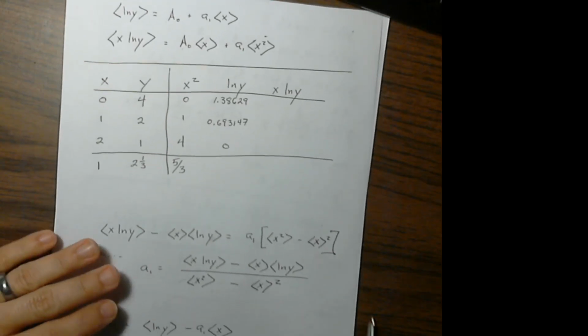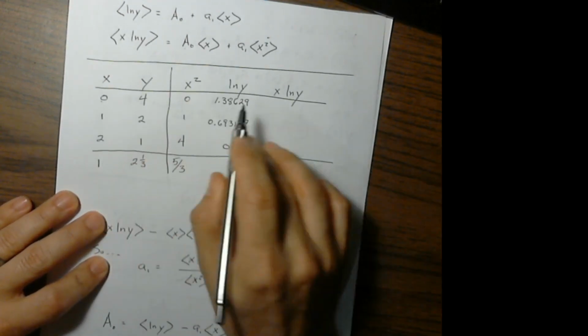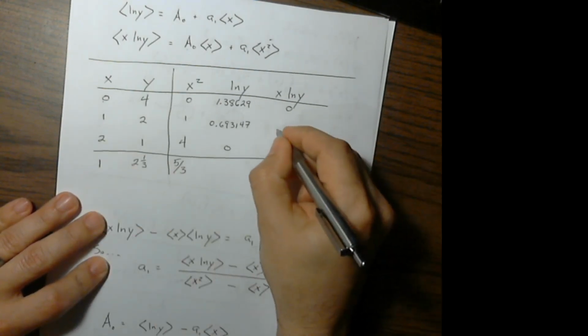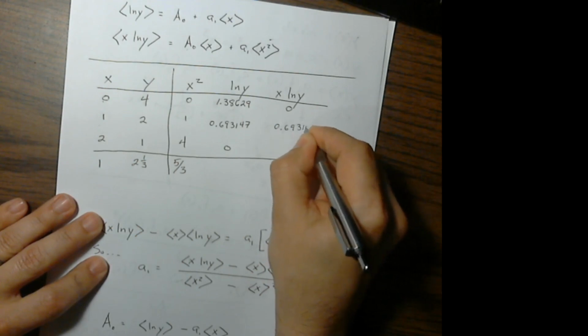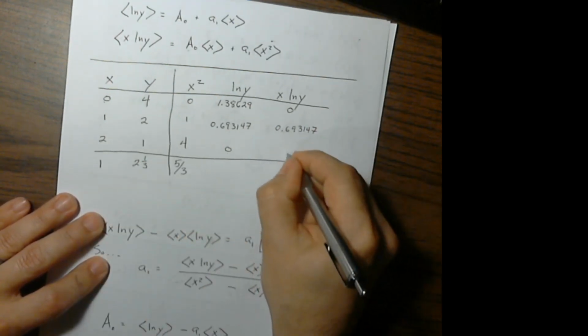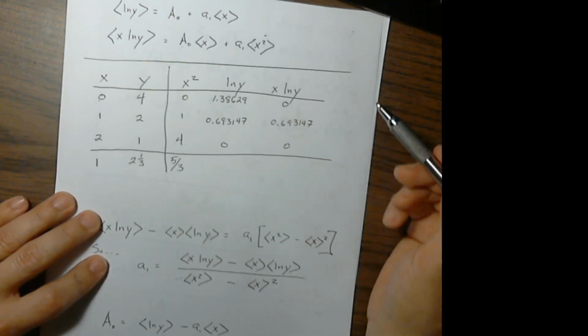The x times the natural log of y. Well, here x is 0. Natural log of y, it doesn't really matter. It's 0. Oh my, that's nice and simple. 0.693147. Then 2 times 0 is 0. All right, the expected values turn out to be a lot easier than they look.